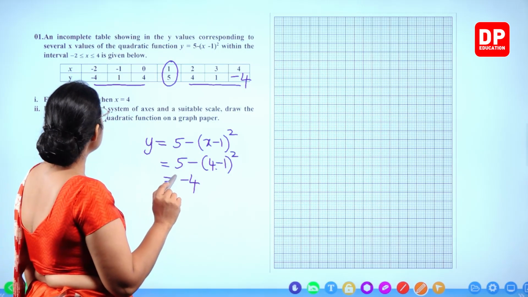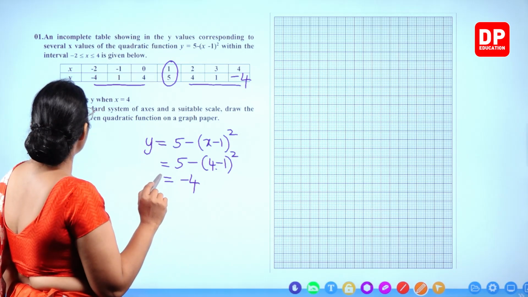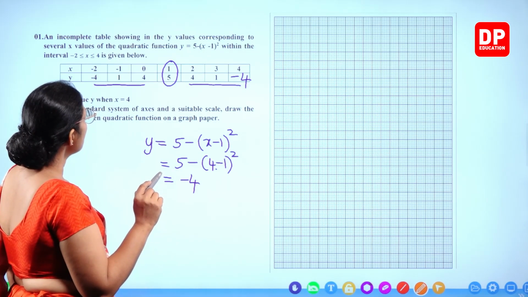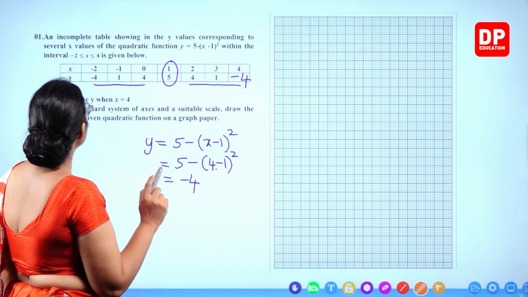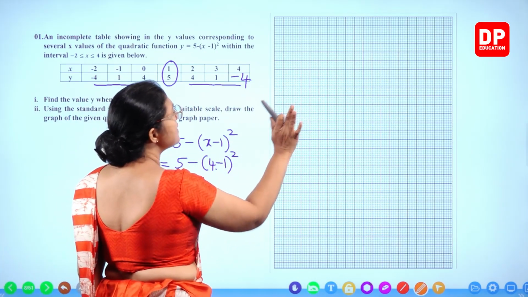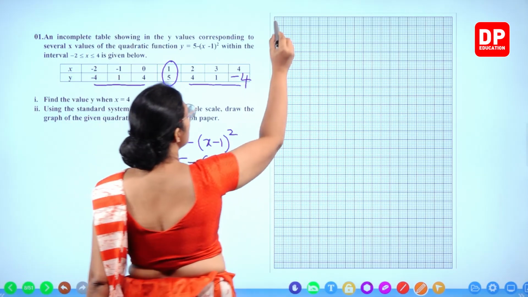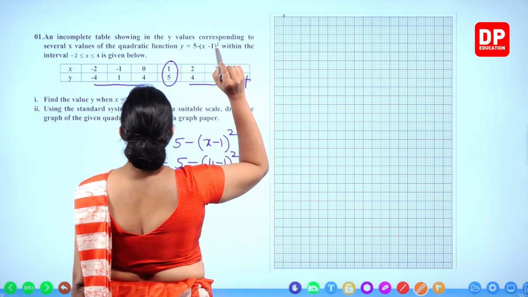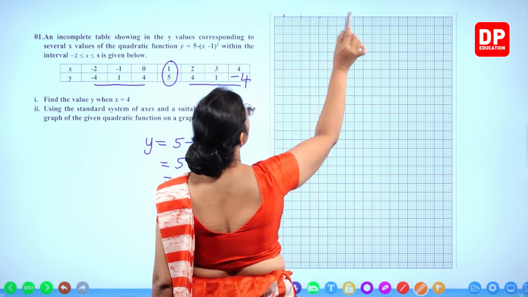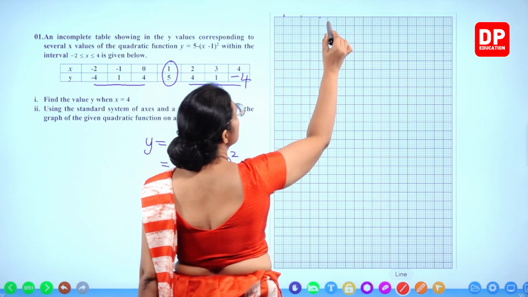Then it says, using the standard system of axes and a suitable scale, draw the graph of the given quadratic function on a graph paper. So we have to scale it. We can start here, minus 2 to 4. Let's take 10 squares as 1 unit along the x-axis. If this is minus 2, minus 1, 0, 1, 2, 3, 4, you can draw the y-axis somewhere here.